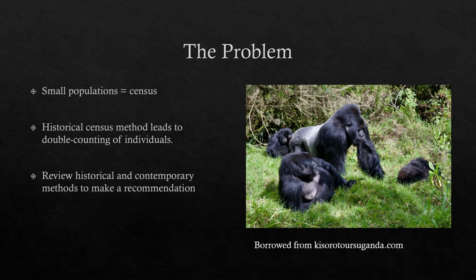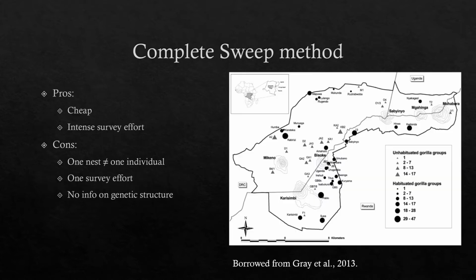Now, since gorillas are elusive, these censuses often have to rely on counts of field signs like night nests to determine population size. This often leads to occasions of double counting individuals and a general overestimation of their population size. So over the course of this presentation, I'm going to review the available techniques and offer a recommendation to this problem of overestimation. The first census technique we'll talk about is the complete sweep method.